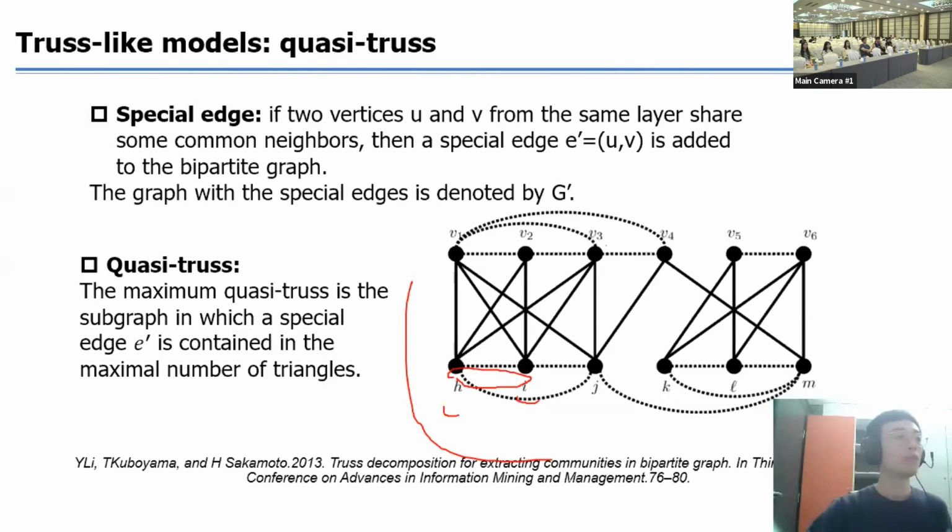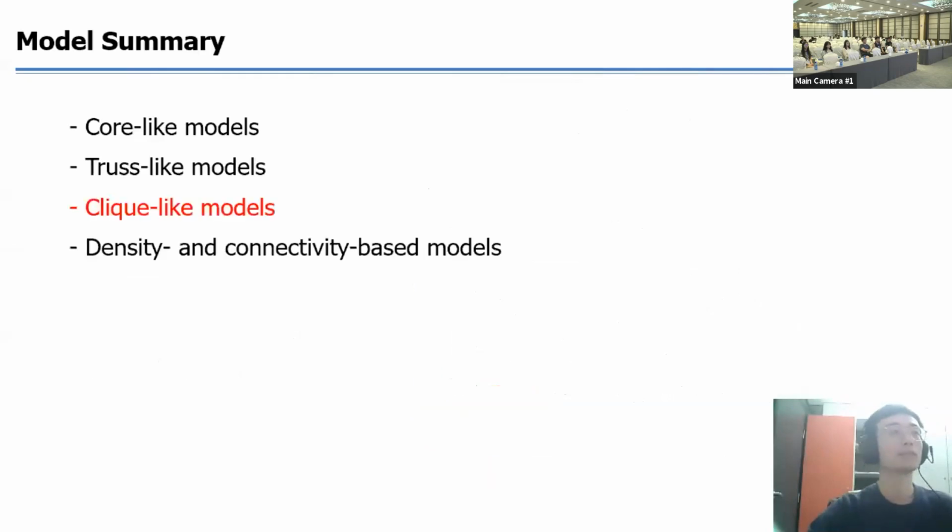So with small triangles sharing a unique special edge, a dense subgraph in G is expected to be identified. After that, we can identify the maximum quasi-truss, which is the subgraph in which a special edge is contained in the maximal number of triangles. So after obtaining the quasi-truss, we can remove these special edges, which results in dense subgraphs in the original bipartite graphs. Next, I will introduce the clique-like models.